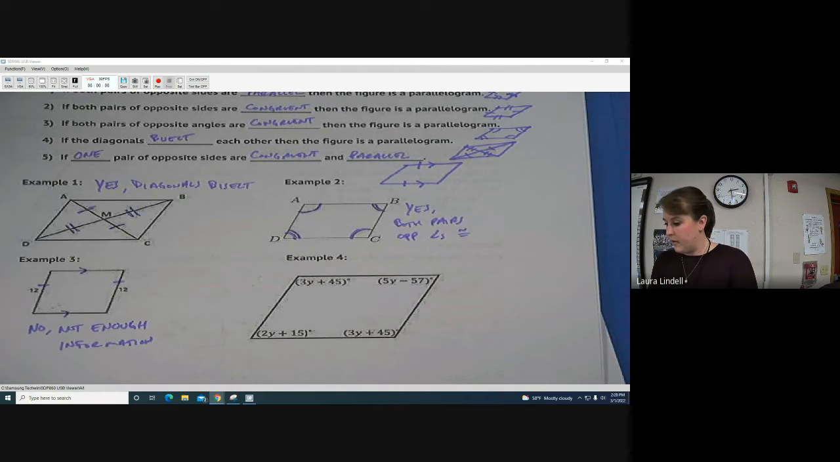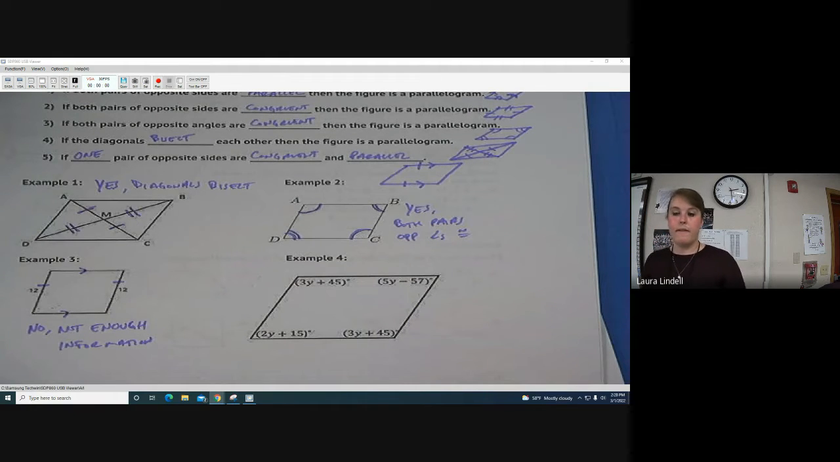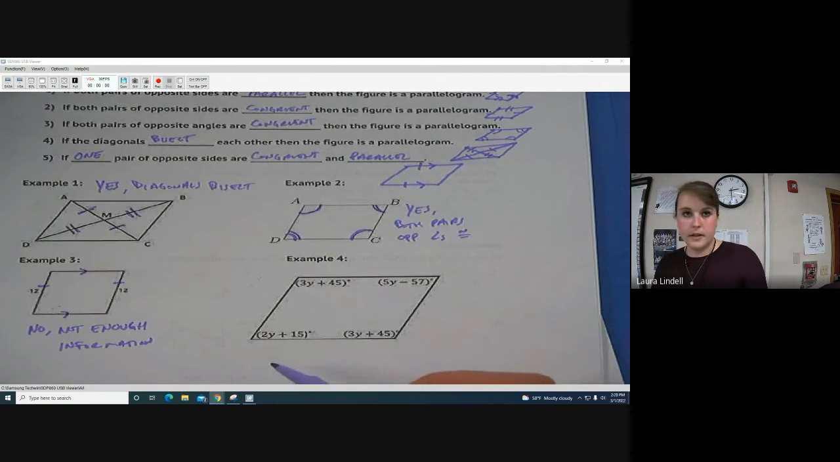When we do this, there's a couple different things that can happen, or ways we can think about it. One way we can think about this problem is to go and set this pair of opposite angles equal and set this pair of opposite angles equal and see if we get the same y value for them. Because if we do, that means that it works out that they would be both pairs of opposite angles congruent.